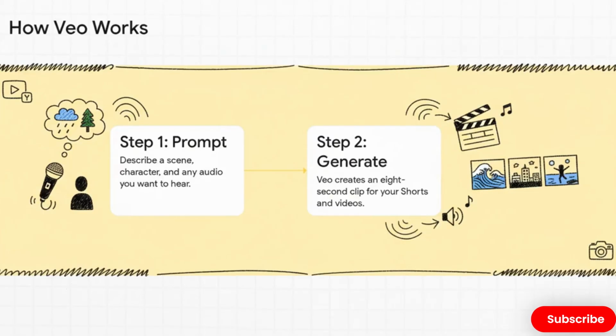Okay, next up is Veo. This thing is a text-to-video generator that lets you create these short, really cool clips right inside the YouTube Create app or when you're making a short. You can just describe a scene, a character, even throw in audio cues like rainy day or forest sounds, and bam! Veo will generate an 8-second clip for you to use.